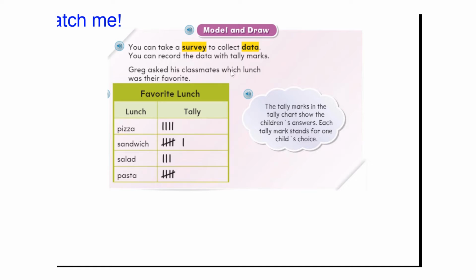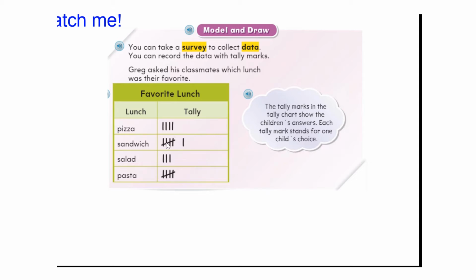Greg asked his classmates which lunch was their favorite. The title of this graph is Favorite Lunch. Over here we have the lunch choices, and over here we have the data, the number of people who chose each lunch as their favorite. Each tally mark is worth 1. When we get to 5, we make a diagonal line through that. So just by looking at that diagonal line, you'll know that's a bundle of 5.